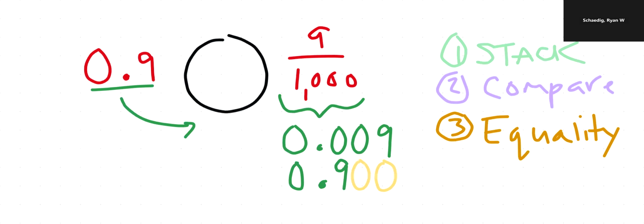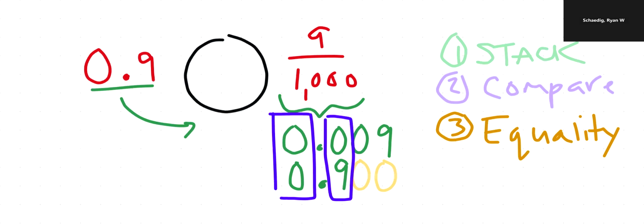Now we're going to go ahead and compare. So we'll dive in. We're going to start with the ones place, which are both zeros. So, hey, we're looking good. Coming to the tenths place, I have 0 tenths and I have 9 tenths. Oh, well, okay, that helps. 9 is a much higher value than 0. So when it comes to my equality, this time we're saying that 9 tenths is greater than 9 thousandths. Okay, so that's pretty awesome. That's it right there. I like that.